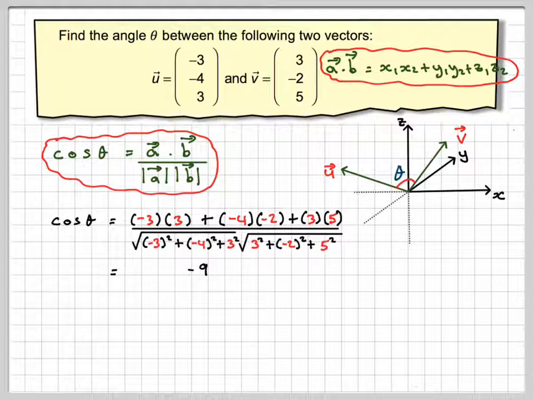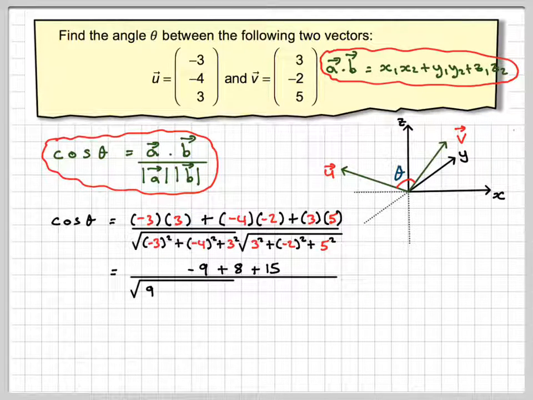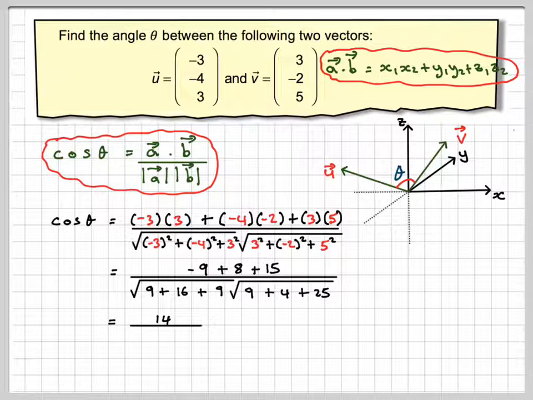Okay, working these out bit by bit. So minus 3 times 3 is minus 9, minus 4 times minus 2 is 8, and then 3 times 5 is 15, divided by the square root of minus 3 squared, which is 9, plus 16 (minus 4 squared), plus 9, again times the square root of 3 squared, which is 9, plus 4 plus 25. So it's going to be equal to minus 9 plus 8 plus 15, which is 14 on the top. This here gives the square root of 34, and this here gives the square root of 38.